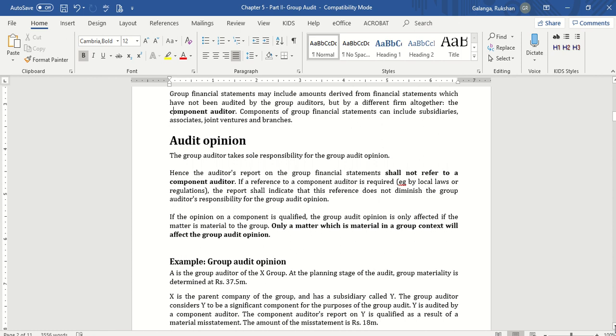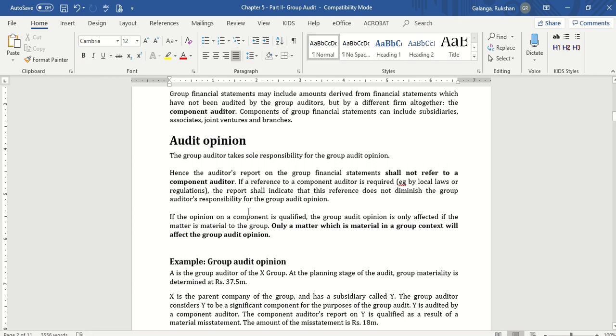So the group auditor is the one who gets the responsibility. Look at this. The group auditor takes sole responsibility for the group audit opinion. Hence, the auditor's report on the group financial statement shall not refer to a component auditor. Therefore, normally in the audit report, the group auditor does not specify that this auditor did this audit, because he has to take the responsibility when he is expressing his audit opinion on the group financial statement.